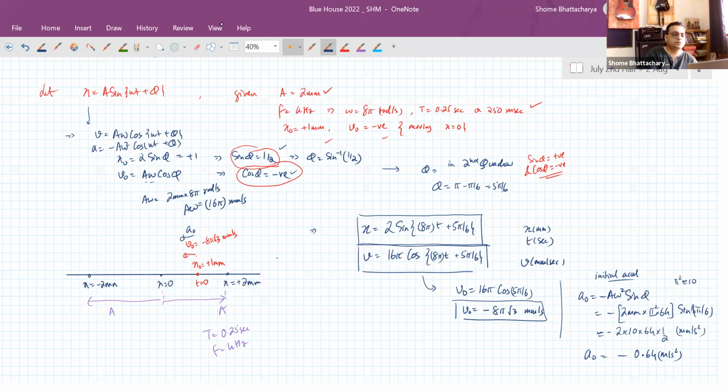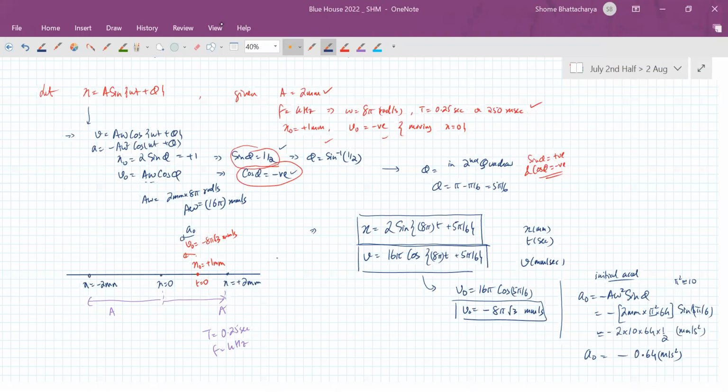Okay, now the next part of the question, you have to find out the earliest time when the particle stops. And we have to also find the earliest time when the acceleration is 0.